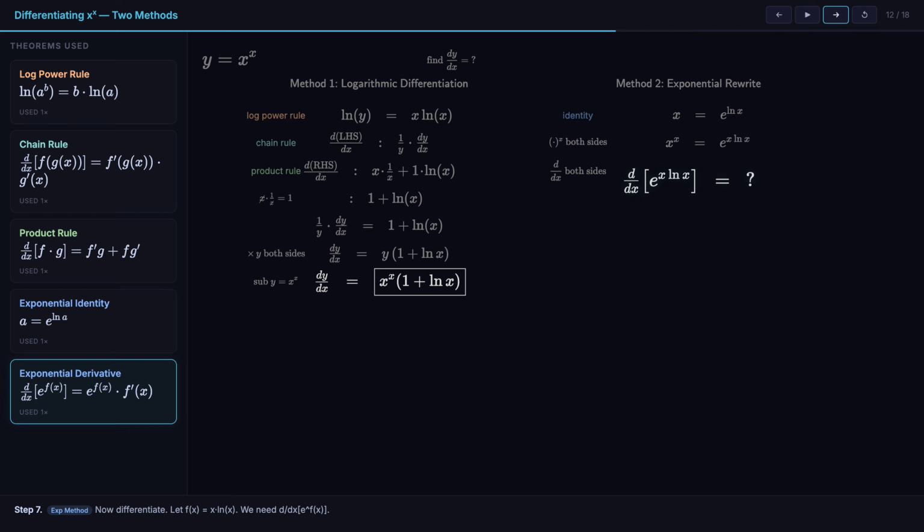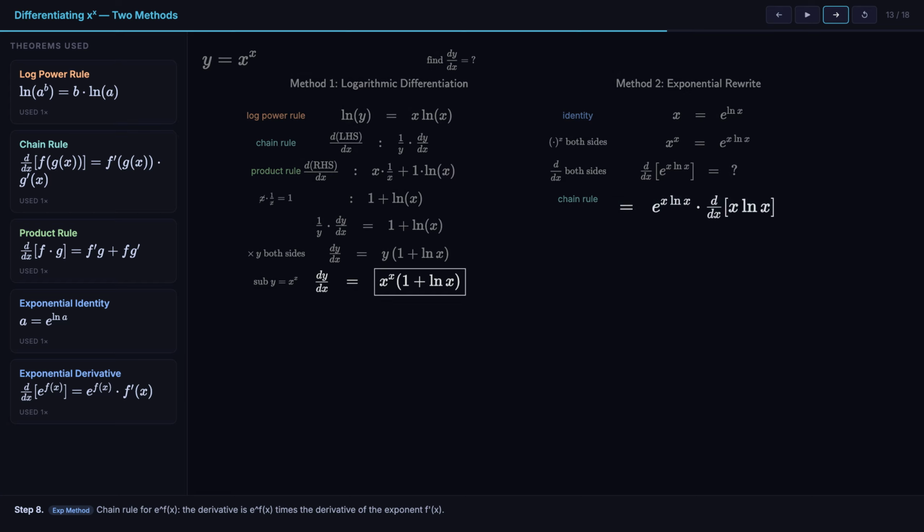Now we can differentiate. We have e to a function. Chain rule for exponentials. d dx of e to the f equals e to the f times f prime. The exponential stays. Multiply by the derivative of the exponent.